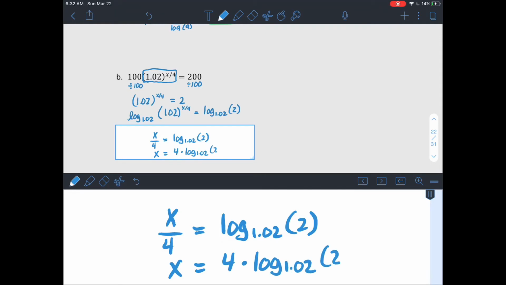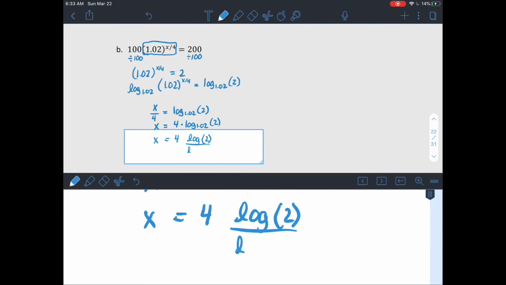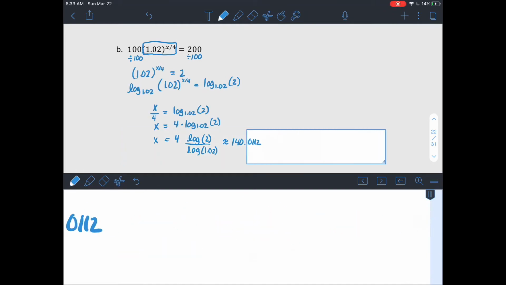Now let's actually approximate it. So if you use your change of base formula, you'd have 4 times log of 2 divided by log of 1.02. Punch it in a calculator. People tend to screw these up in calculators, so just be super careful with all your parentheses. You should get approximately 140.